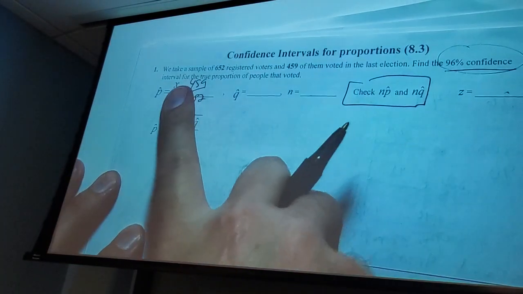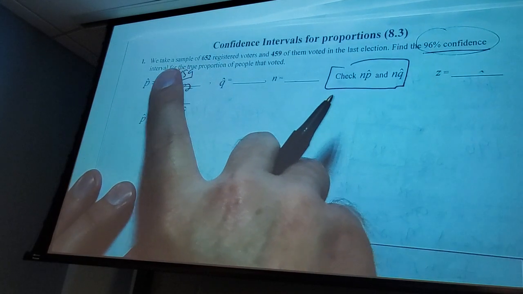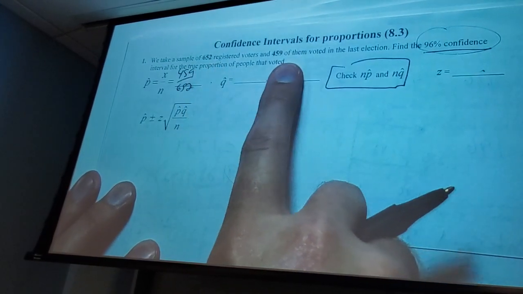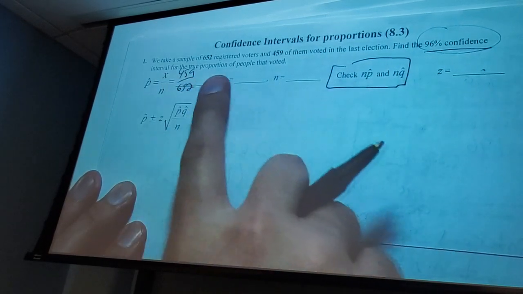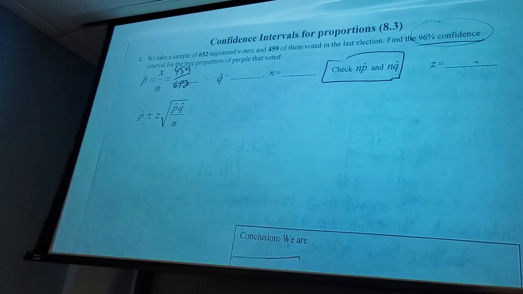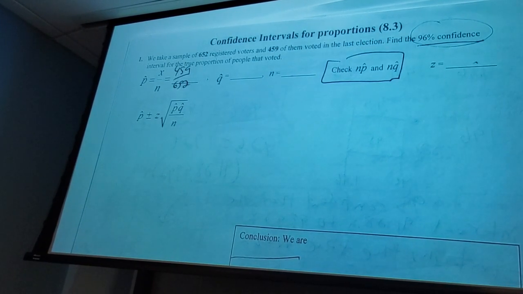So let me get everybody back up to speed with this side of the sheet. We took a sample of 652, 459 of them voted, finding a 90% confidence interval for the true proportion of people that voted. Okay, so proportion just means percentage. We did P hat last time. If you can say it in English, you can do it in Mathfish. So how many people voted in the sample? 459. Out of? 652. So that's how we say it in English, that's exactly how we do it in Mathfish, right? 459 divided by 652, now tell me what that is.